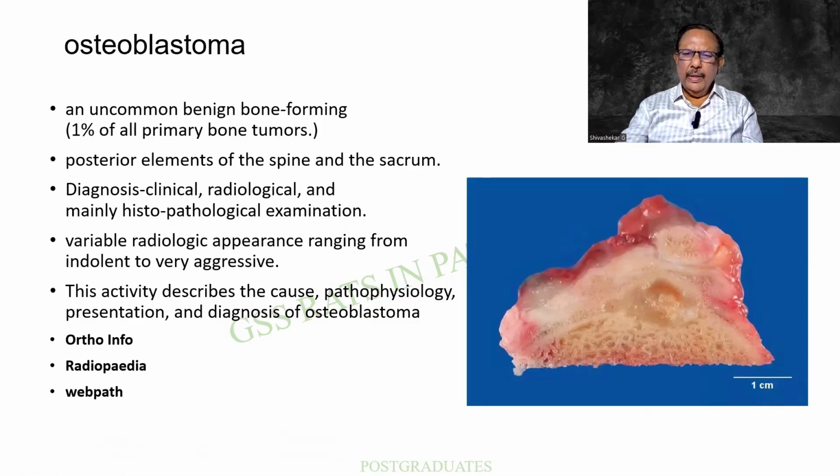Osteoblastoma. A typical history will be a very painful lesion. Not much of a slowly expanding lesion, but highly painful. It is a benign bone-forming tumor, forming just about 1%. And these are the common bones: the sacrum or the spine. What is important will be clinical, radiological, and histopathological examinations. It is an indolent tumor but can be aggressive in some cases. So it has to be distinguished from other tumors such as the osteoid osteoma. So these are the references.